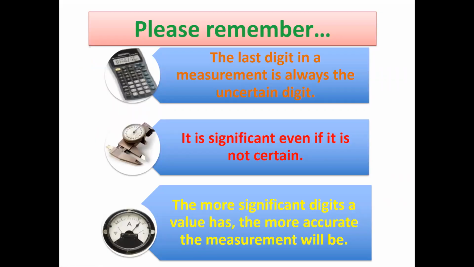So remember, the last digit in any measurement is always the uncertain or the estimated digit. It is significant even if it is not certain. Just because you estimated it does not mean that it's going to be a non-significant number. The more significant digits a value has, the more accurate the measurement would be. We saw on that one where we were using either one that just said 1, 2, 3, 4, or one that had a lot of demarcations, you're going to get a more accurate measurement the more demarcations that you have.